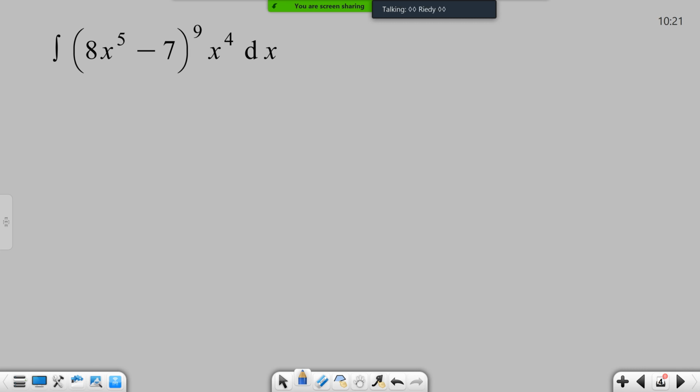For instance, we could consider this whole thing to be u, and that would be ridiculous. So that's silly. We could choose x to the fourth to be u. That's a possibility. We could choose 8x to the fifth minus 7 to be u. We could choose 8x to the fifth minus 7 raised to the ninth power to be u. We could choose just 8x to the fifth to be u. You see that there's a lot of choices here, which causes all kinds of anxiety. But we're just going to keep it simple.